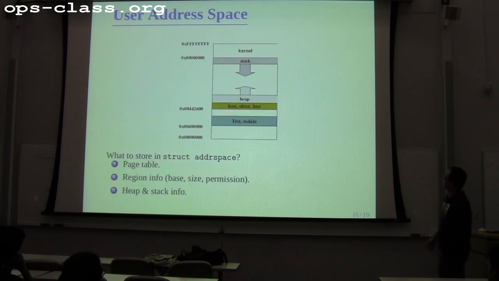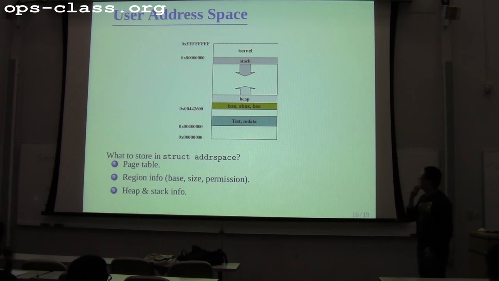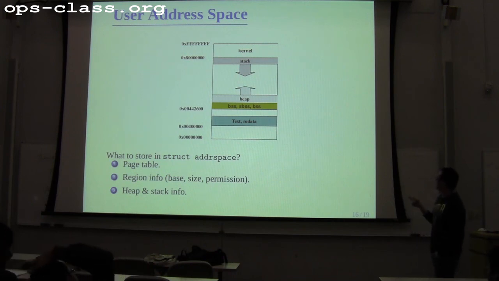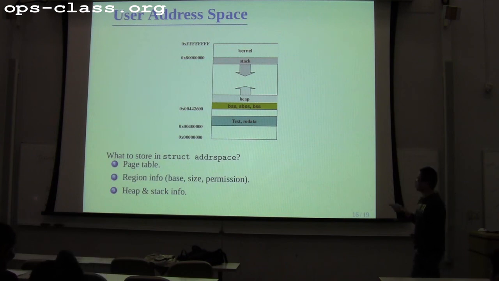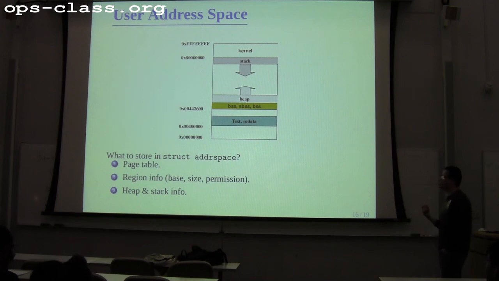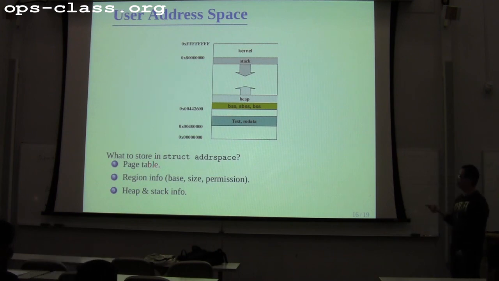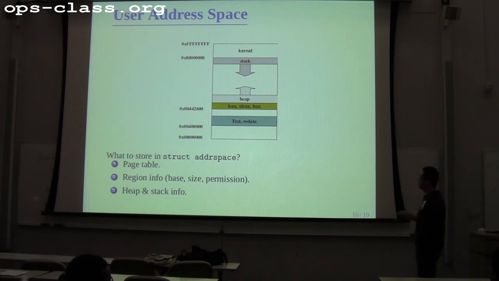Okay. So finally, we go to user address space. Last time we covered what the user address space looks like. This is virtual addresses, and you want to store the page table, whatever page table you choose, either the head of the linked list or the page directory base, and the region information. You want to know how many regions there are, so in page faults, you can check if that virtual address is valid, and also heap and stack information.